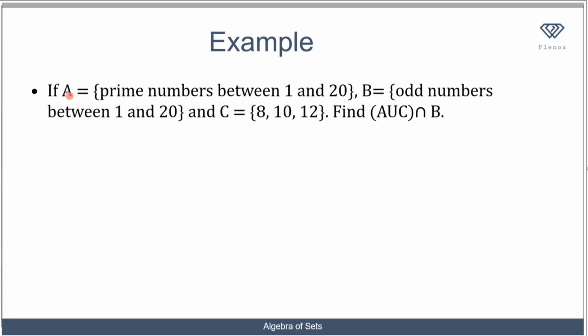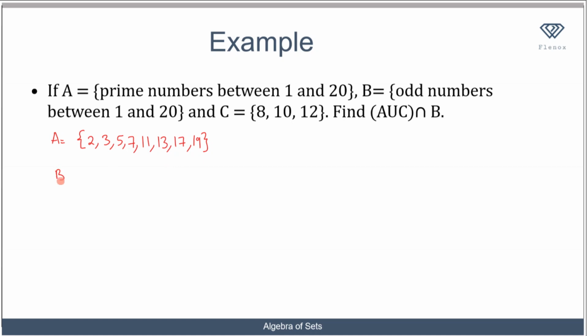So the first thing we have to do is to list out the elements in these sets. We are told that A is the set of prime numbers between 1 and 20. So what are the prime numbers in between those two numbers? We know that the first prime number is 2. So we have 2, 3, 5, 7, 11, 13, 17, and 19. So those are the prime numbers between 1 and 20.